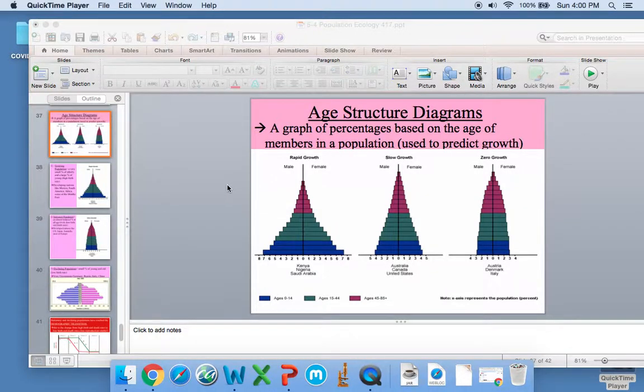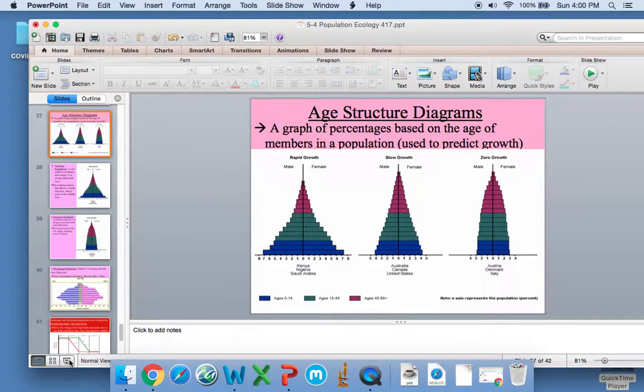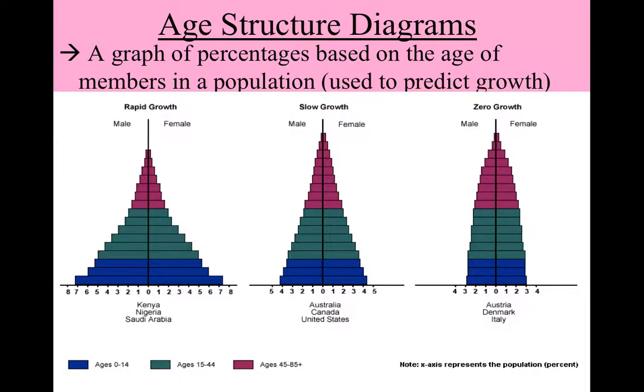Okay, so this is going to be our last topic for 5-4, which is an aspect of demography, where we can create what are called age structure diagrams. And these are a graph of percentages based on the age of members in a population. And we can use these to predict growth based on the shape of the graph. So essentially, the wider it is on the bottom, the faster it's growing.